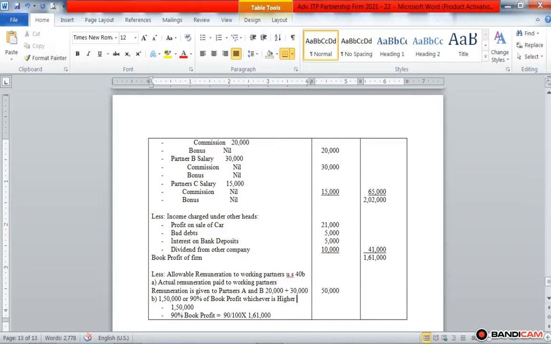So we consider the highest value and compare it with the actual remuneration paid. We compare these two figures, and whichever is lower is allowed for deduction. So here 90% is 161,000 multiplied by 90 divided by 100, which is 144,900. So here 150,000 is more, so put the figure in the outer column, that is, amount in rupees 150,000. Now compare these two figures. Here the actual remuneration is lower, so actual remuneration is allowed for deduction, amounting to rupees 50,000.